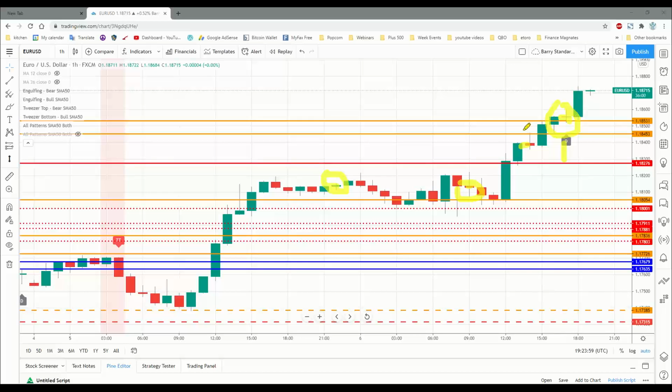Now, we do have sometimes dojis with long wicks up and down, sometimes dojis with long wicks just up. And that helps tell you another story about the market. Because what you're trying to do with candlesticks is read the story of the markets. Okay, you're not trying to memorize patterns. You're trying to read what price is trying to tell you about what is going on in the marketplace.